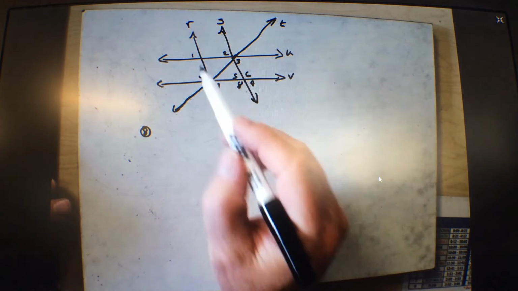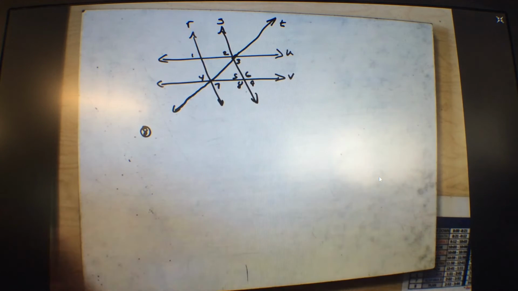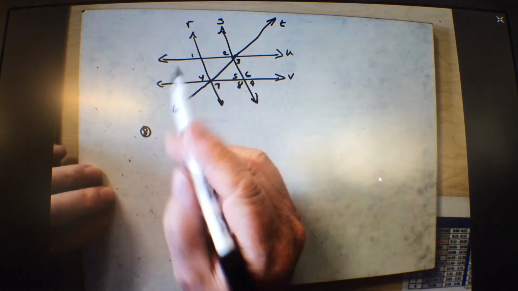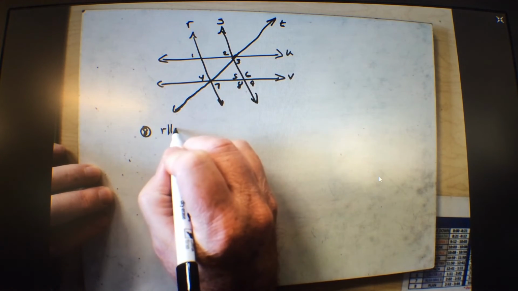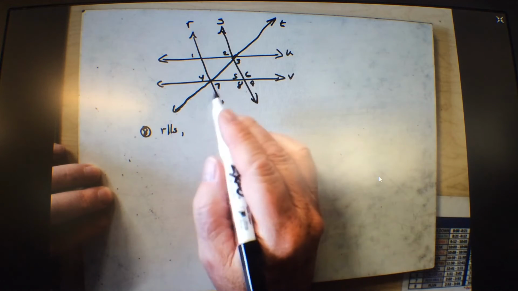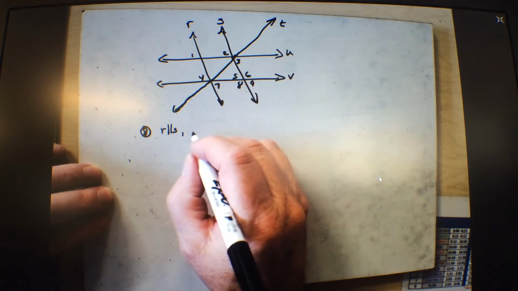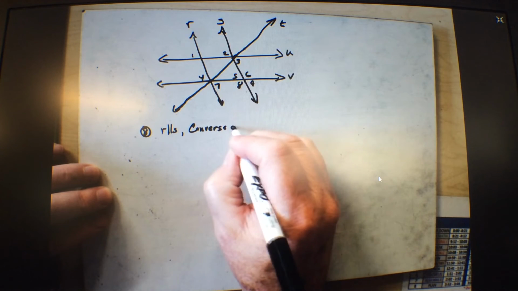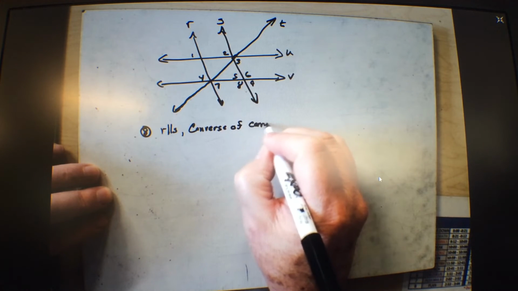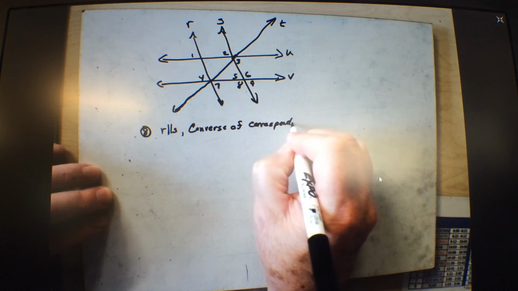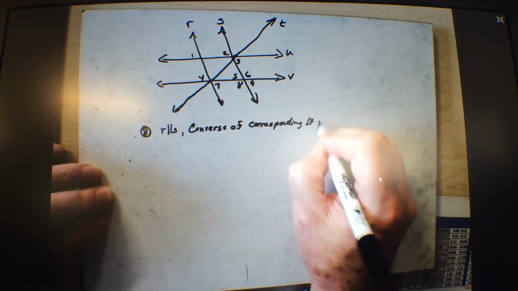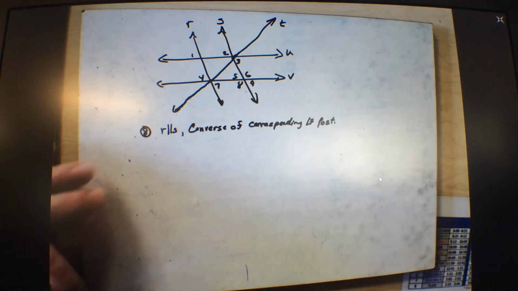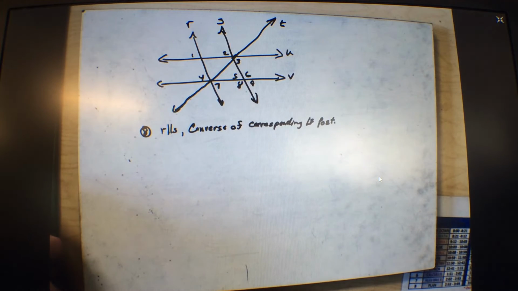Well, let's take a look at 1 and 2. That's 8. What kind of angles are they? They're corresponding. If those two are congruent, what lines are parallel? R is parallel to S. We have transversal U, and that would be what? The converse of corresponding angles postulate. Now, if on the test you put the corresponding angles postulate, I will mark it wrong.